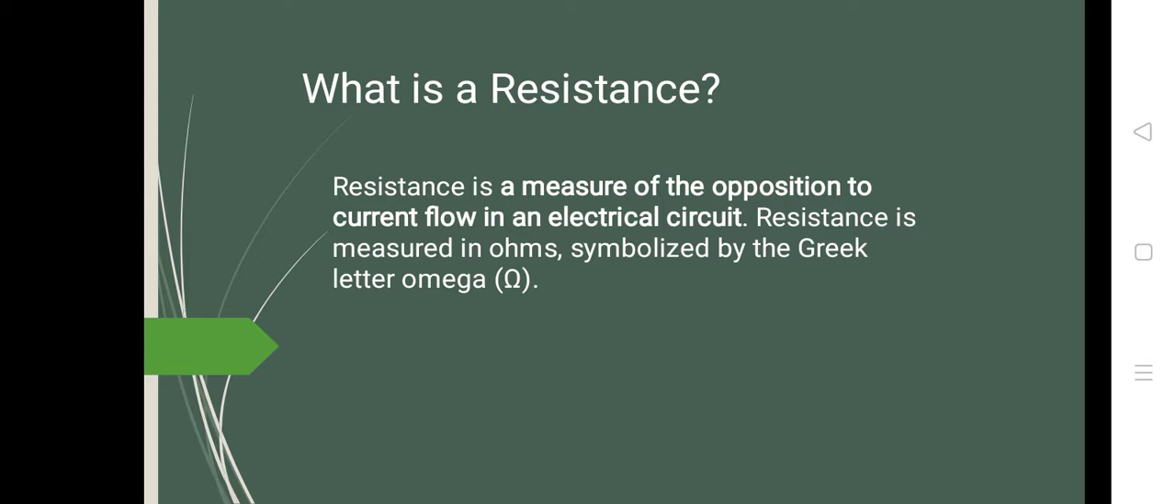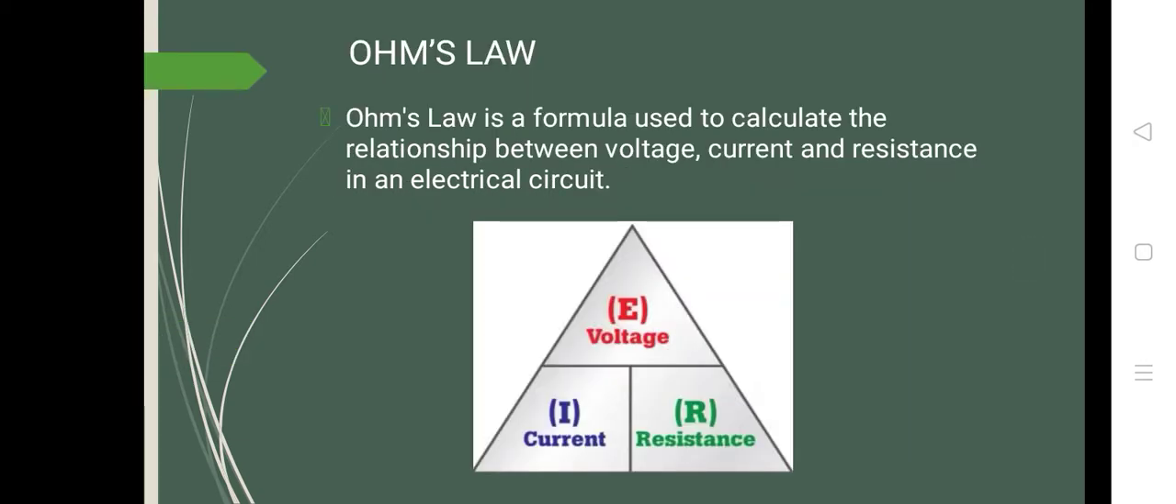So first, what is a resistance? Resistance is a measure of the opposition to current flow in an electrical circuit. Resistance is measured in ohms, symbolized by the Greek letter omega. Resistance also acts like a limiter for the current in the system, because the more resistance there is, the less current flows.